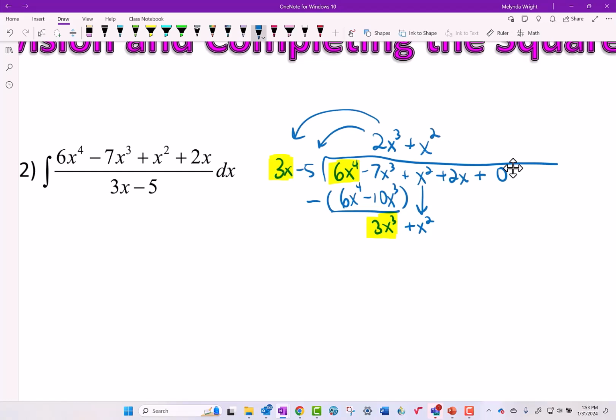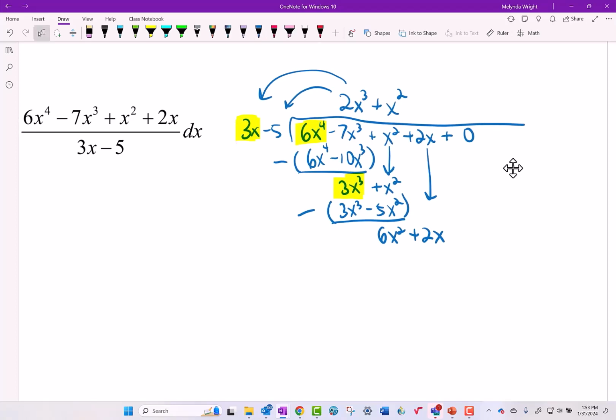Now we multiply back out. X squared times 3x is 3x cubed. X squared times negative 5 is negative 5x squared. I stop and I put my parentheses and a subtraction sign. So let's subtract. 3x cubed minus 3x cubed is nothing. X squared minus a negative 5x squared. What is x squared minus a negative 5x squared? 6x squared. So I have 6x squared, and I bring my next term down.